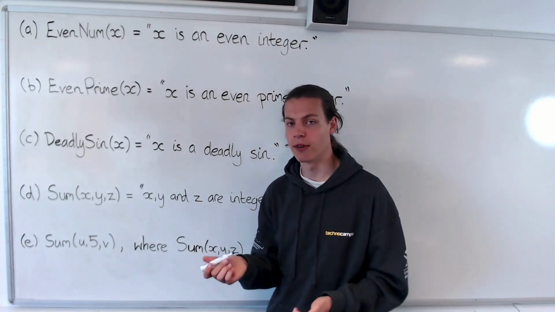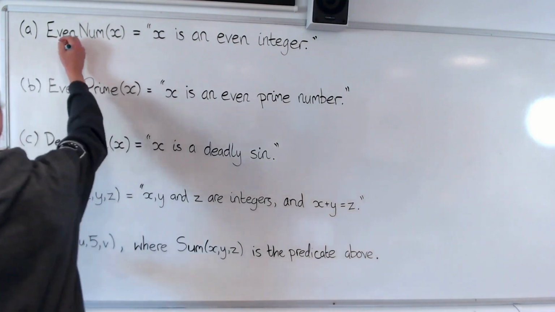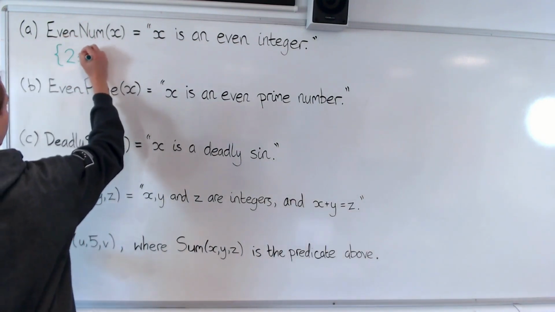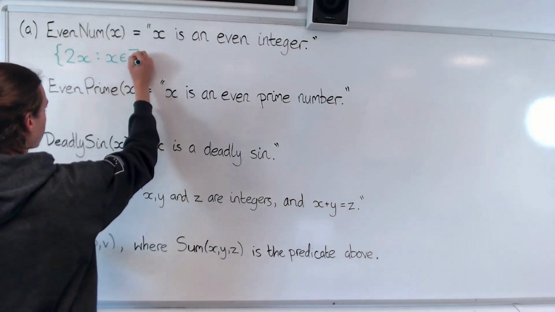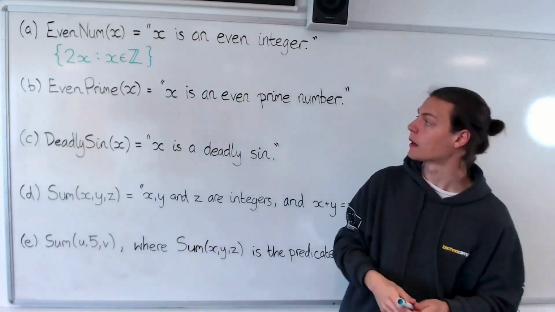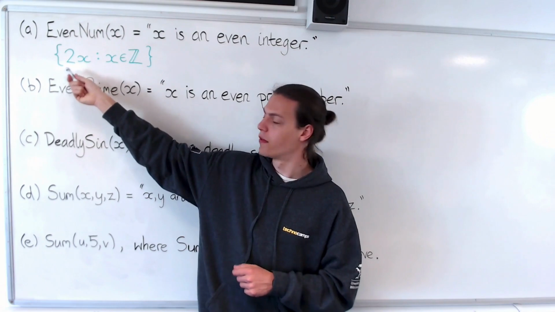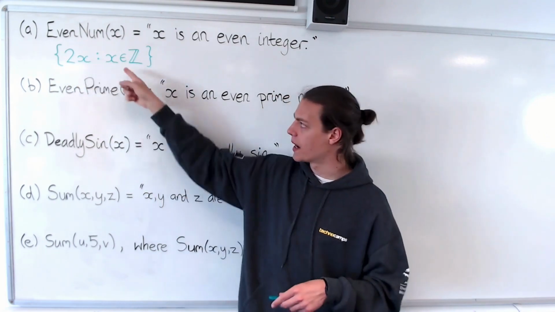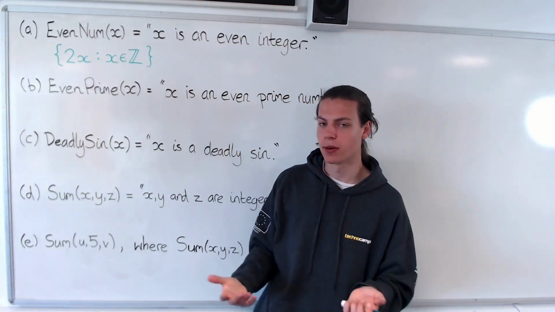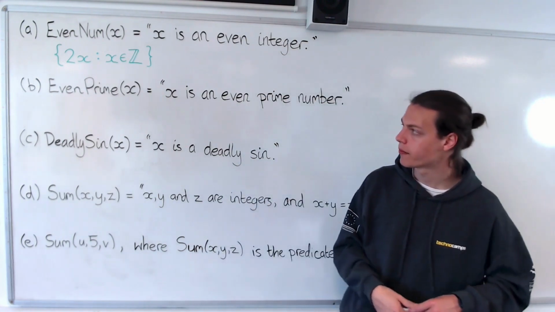And here's one way we can write that set. So here, this is the set of all numbers of the form 2x, where x is any integer. So all multiples of 2.